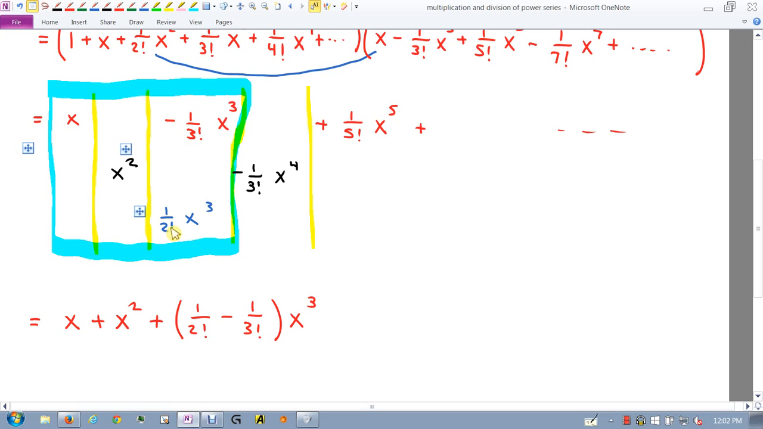1 over 2 factorial is the coefficient here. I put these two together. I just changed their order. I put the positive one in front of the negative one. And then I say plus dot, dot, dot. Okay? That's it. That seem okay? Reasonable? You could figure out what that is. I mean, for this one, it's what, 1/4 minus 1/6, so you figure that out.